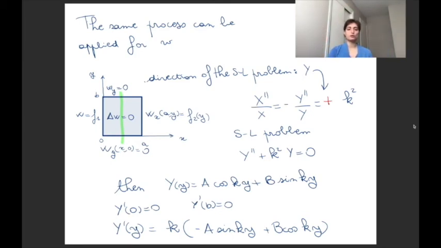So when we write the Sturm-Liouville problem, we want the Sturm-Liouville problem in the y direction. So when we write the separation of variables, x second divided by x equals minus y second divided by y equal plus or minus k squared, we choose a plus in such a way that when we write the Sturm-Liouville problem for y, we have the right sign in front of k squared. So we have y second plus k squared y equal to 0.